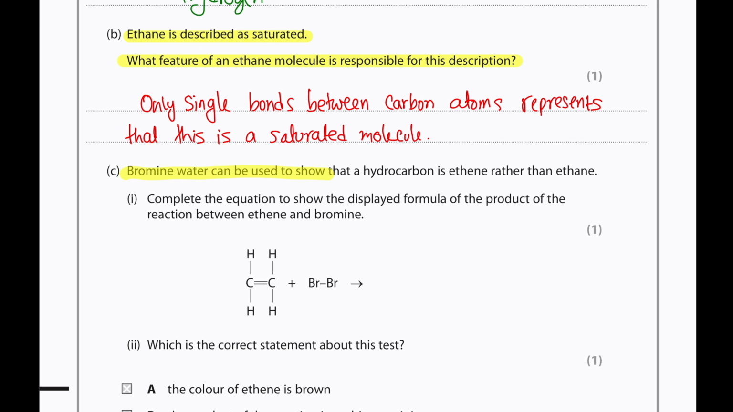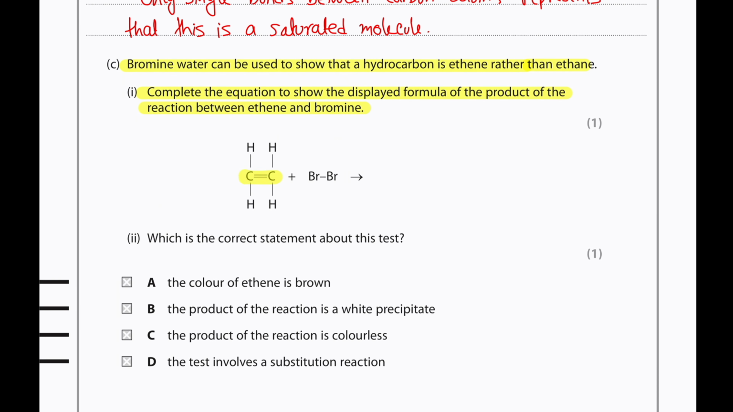Bromine water can be used to show that a hydrocarbon is ethene rather than ethane. Complete the equation to show the displayed formula of the product of the reaction between ethene and bromine. So we can see ethene reacting with bromine, so it will produce 1,2-dibromoethane.